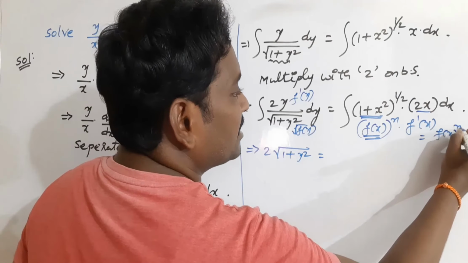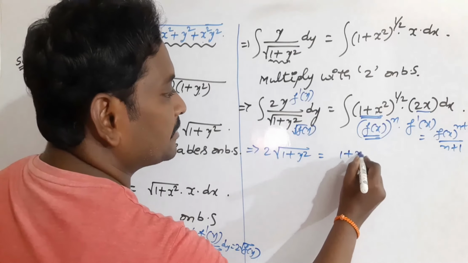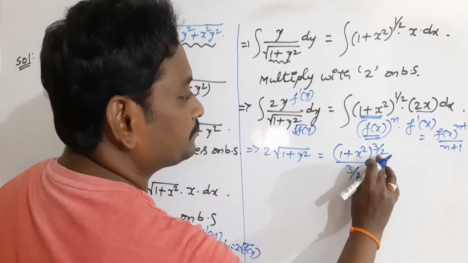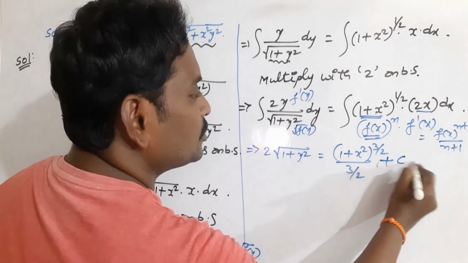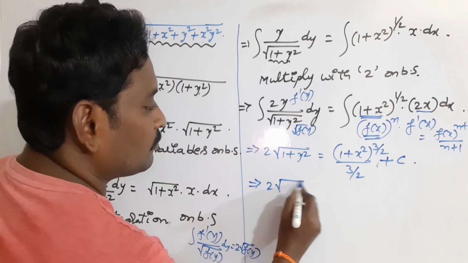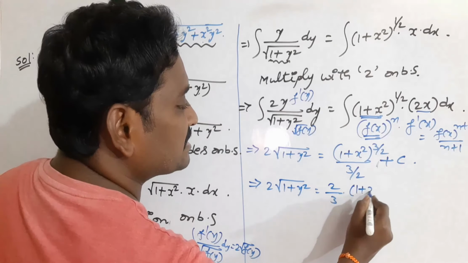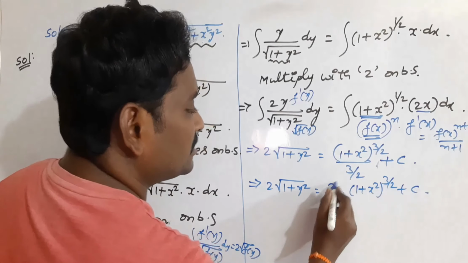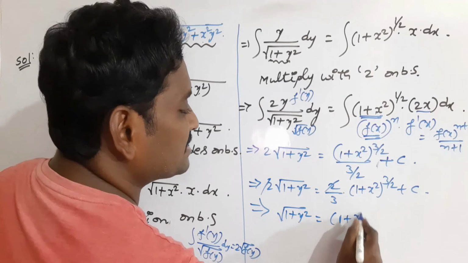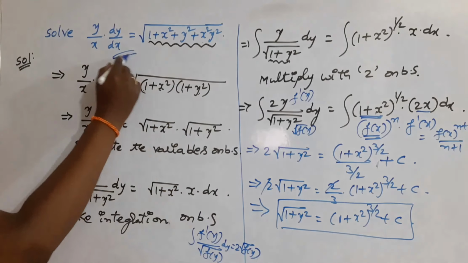f of x whole power n plus 1 by n plus 1 plus c. According to that formula, you will get 1 plus x square whole power 3 by 2 by 3 by 2 into. Integration is over, so you should add plus c. Okay, so we are observing that 2 root 1 plus y square is equal to, this 3 by 2 can be written as 2 by 3 into 1 plus x square whole power 3 by 2 plus c. Now this 2 getting cancelled, so you simply will get root over 1 plus y square is equal to 1 plus x square whole power 3 by 2 plus c. This is the required general solution of the given differential equation.